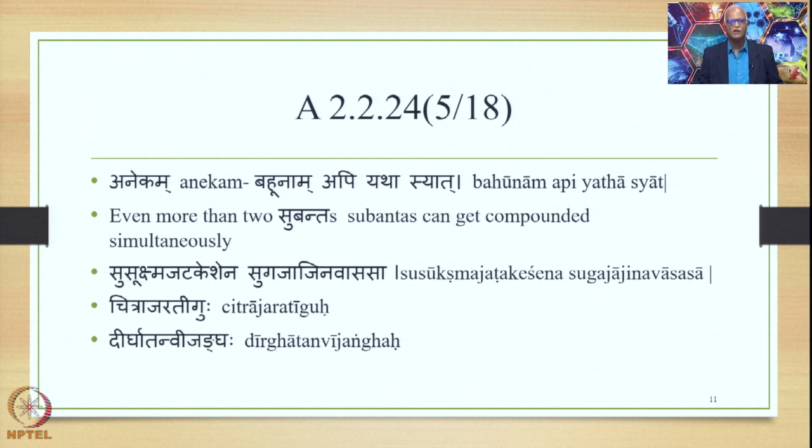And here are some examples. Let us try to see how they get generated. The first one is susūkṣma jaṭākeśena, sugajājina vāsasā, quoted in the Vyākaraṇa Mahābhāṣya of the great Patañjali. Also citrajarati guhu and dīrgha tanvī jaṅghā. These are some of the examples where anekam subantam samasyate. So more than two subantas have compounded simultaneously.